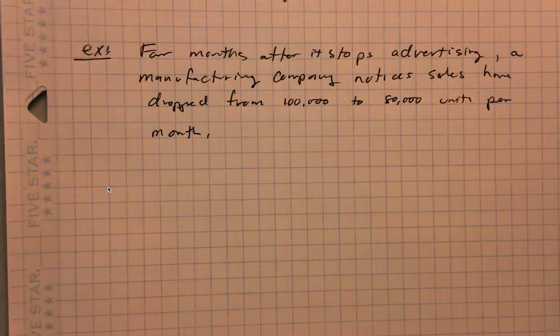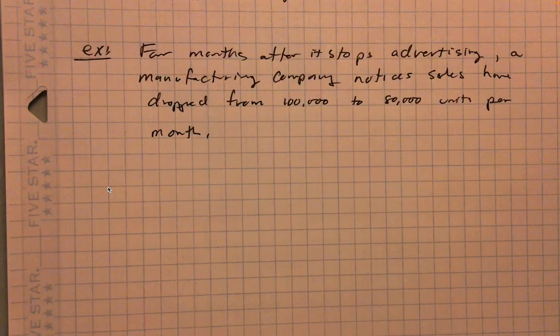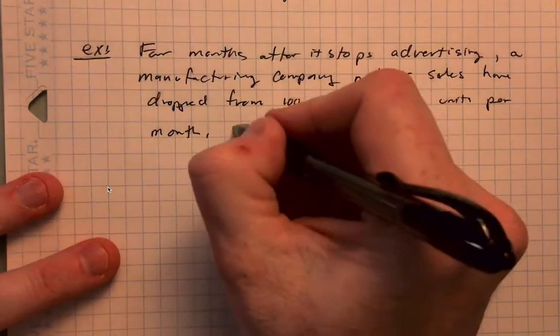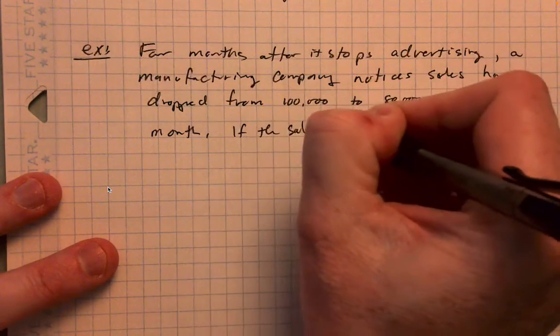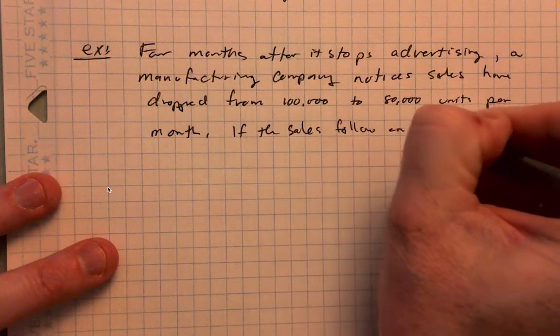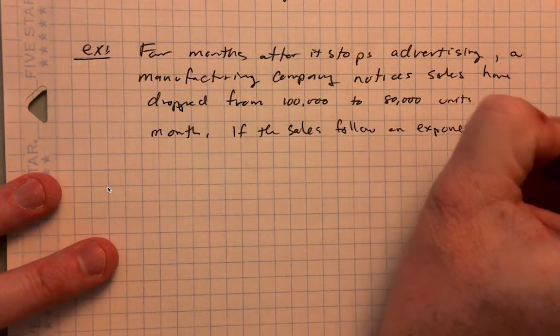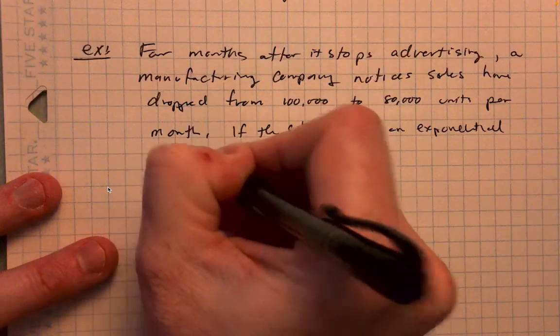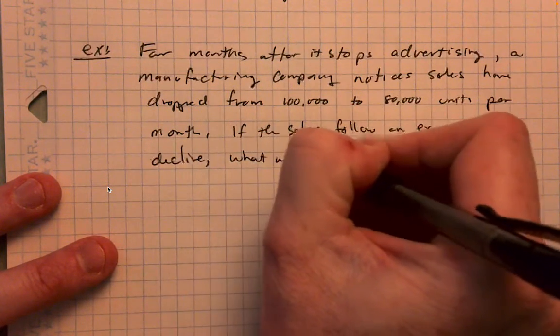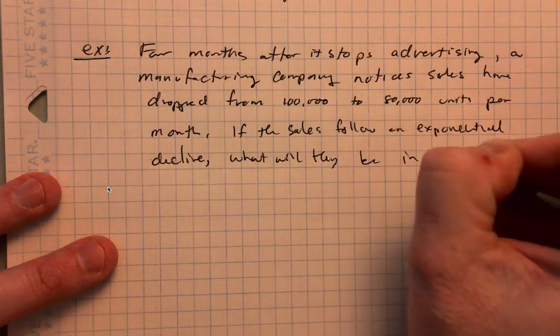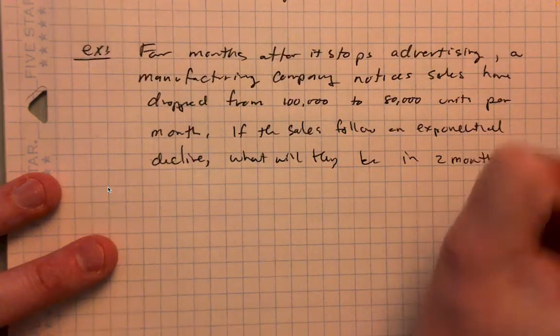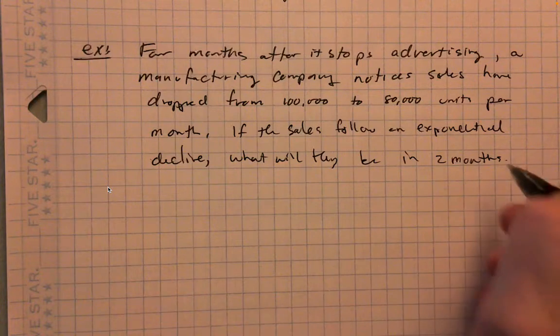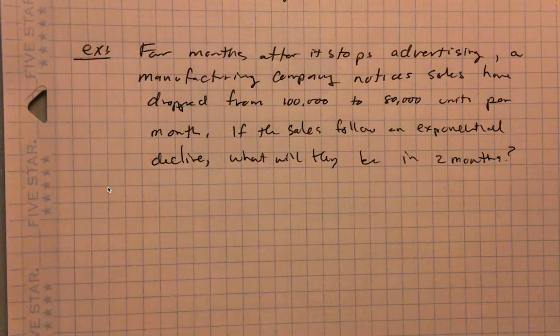Okay. All right, so this is a decay problem, right? Something is decreasing. So if the sales follow an exponential pattern of decline, what will they be after another 2 months? Okay, another 2 months. All right, so that's the question.